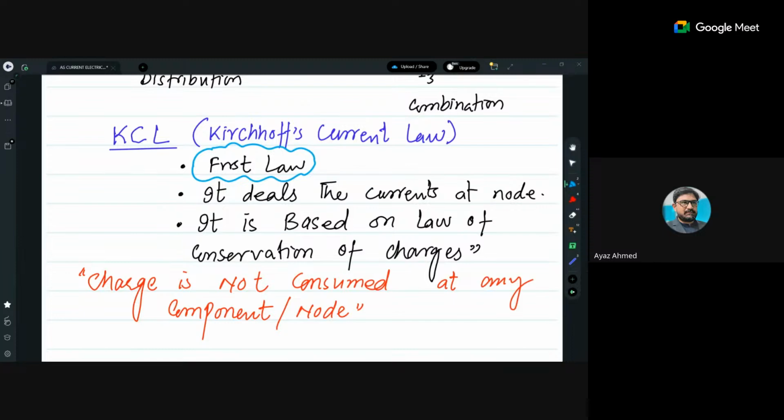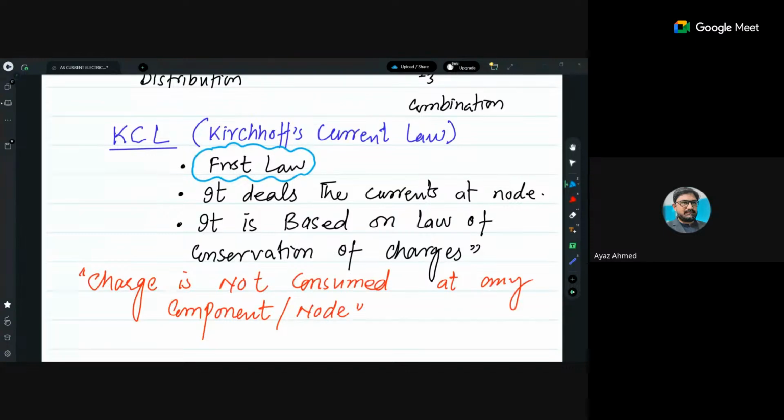So when we have Kirchhoff's first law in discussion, it means that all the currents have some algebraic sum, and those currents would have a sort of combination. It deals with the currents at the node, and it is based on the law of conservation of charges. Actually, this is some extensive discussion, but this is asked to you.